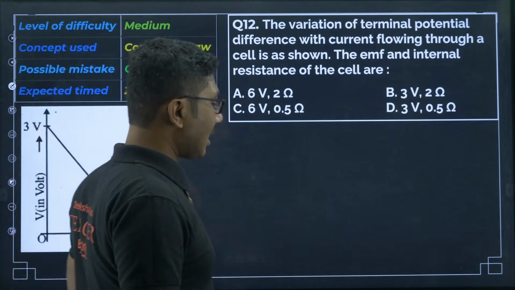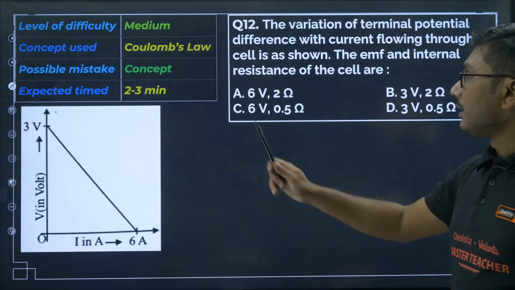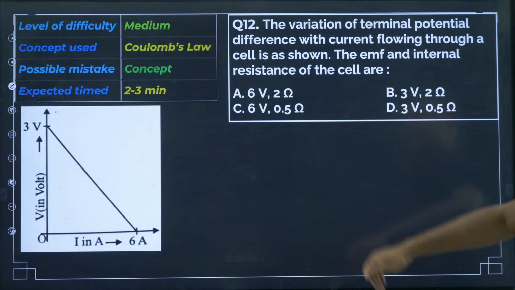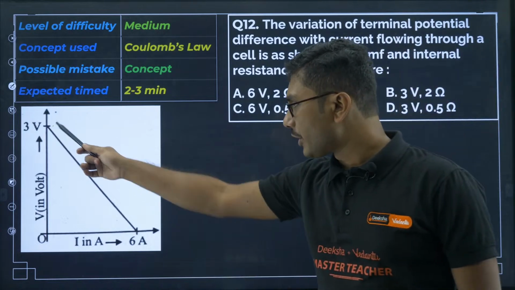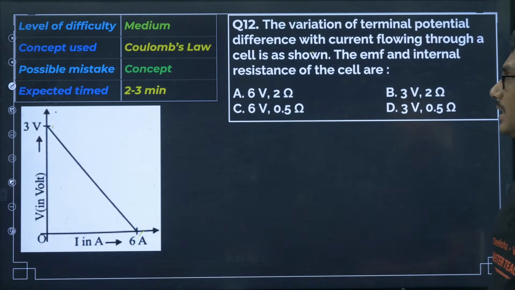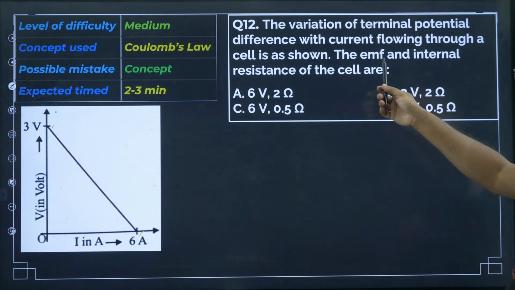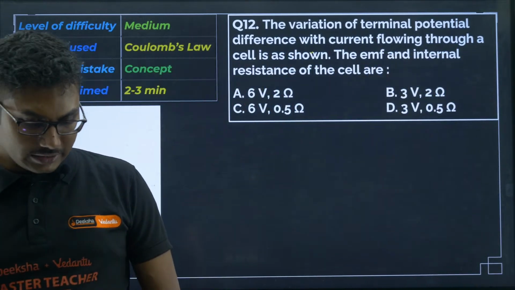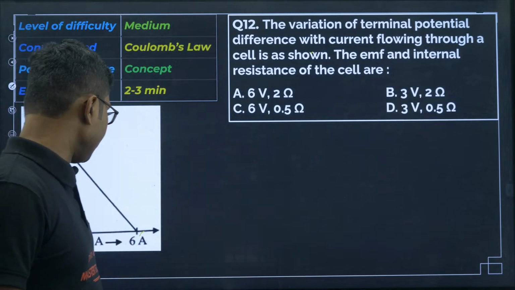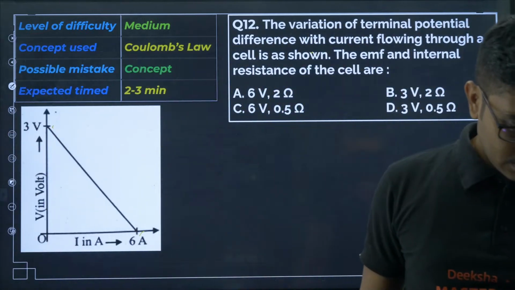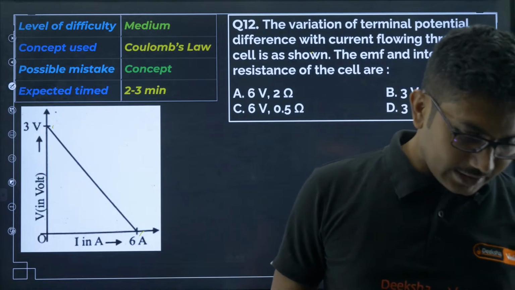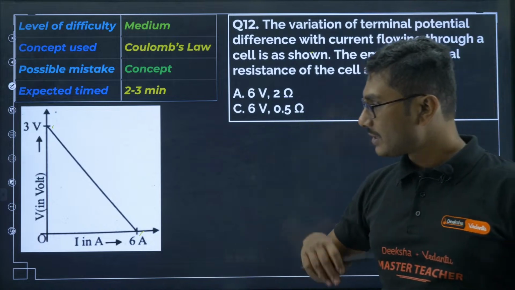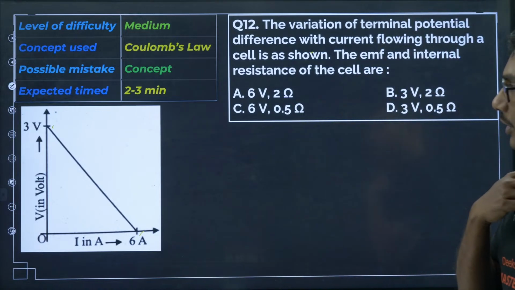But if you solve, this is another common question. The variation of terminal potential difference with current flowing through a cell is as shown. So this is the variation of voltage and current in an electric cell. What are the EMF and internal resistance of the cell? Should be simple. Yes, R is directly proportional to temperature, you are correct. Now answer this question. This is a simple one line question, you don't need to think too much about it.